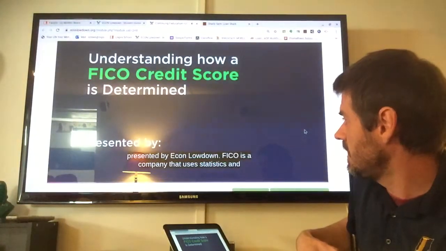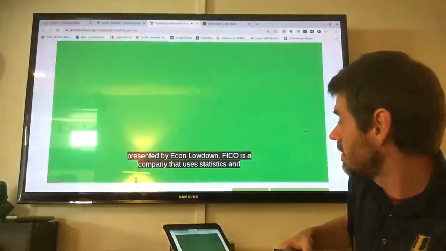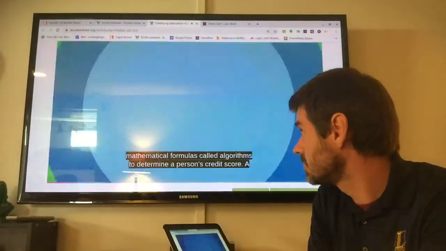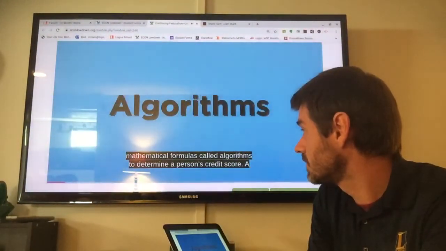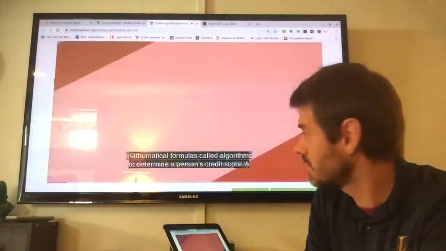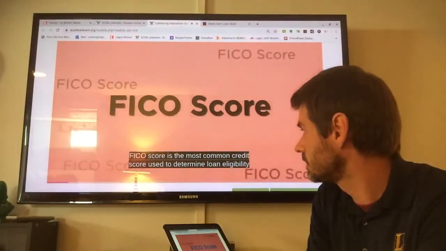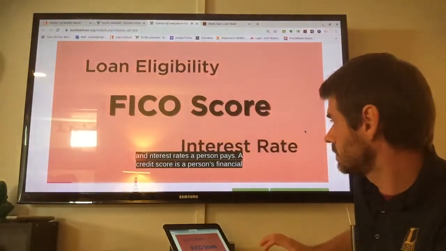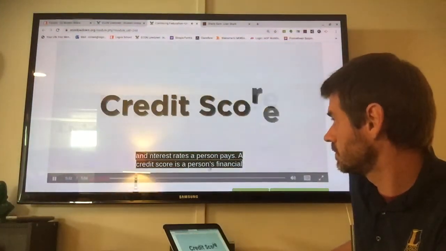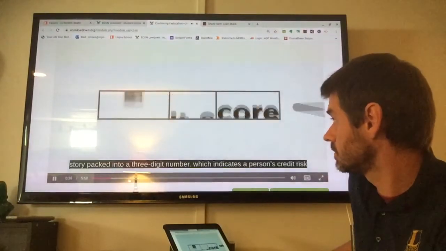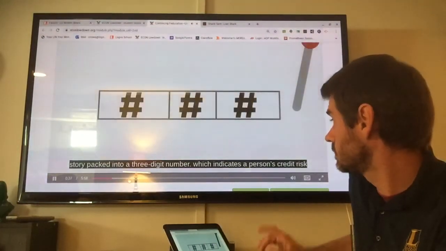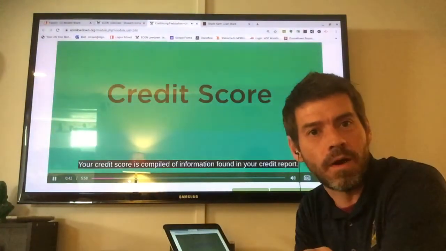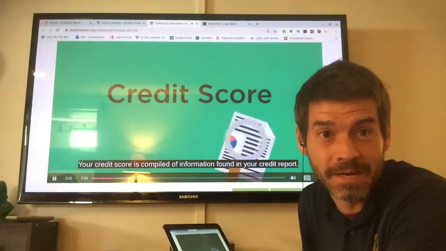Presented by Econ Lowdown. FICO is a company. What's that FICO? It uses statistics and mathematical formulas called algorithms to determine a person's credit score. Got it? Okay. A FICO score is the most common credit score used to determine loan eligibility and the interest rates a person pays. A credit score is a person's financial history packed into a 3-digit number, which indicates a person's credit risk. So it's all about risk, right? The riskier you are, that means the less likely you are to pay back a loan, right?